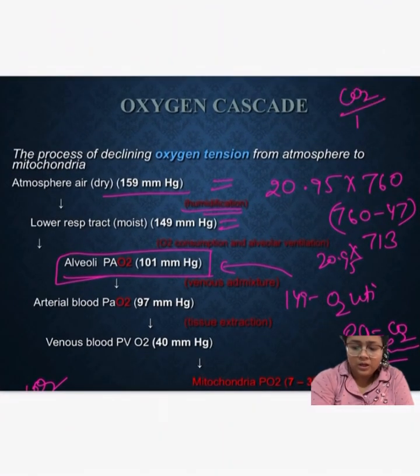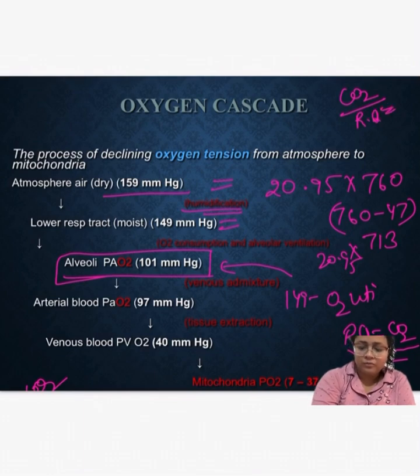CO2 by RQ. RQ is 0.8, CO2 is 40. So it becomes around 149 minus 48, around 101. So the alveolar PAO2 is equal to 101.